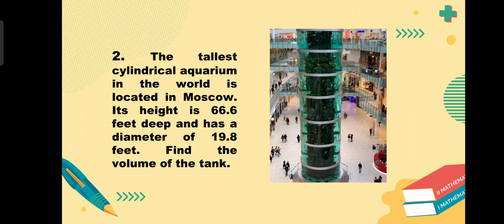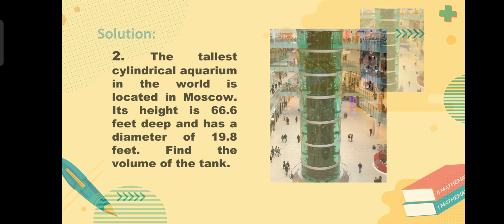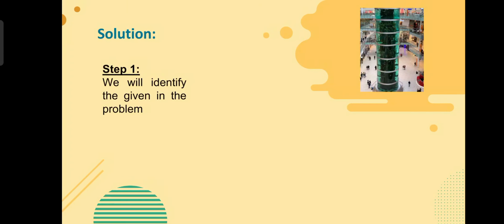Now for problem number 2. The tallest cylindrical aquarium in the world is located in Moscow. Its height is 66.6 feet deep and it has a diameter of 19.8 feet. Now find the volume of the tank. Solution. Step 1. Again, we will identify the given of the problem. The given are D, which is the diameter, 19.8 feet, and the height, 66.6 feet.